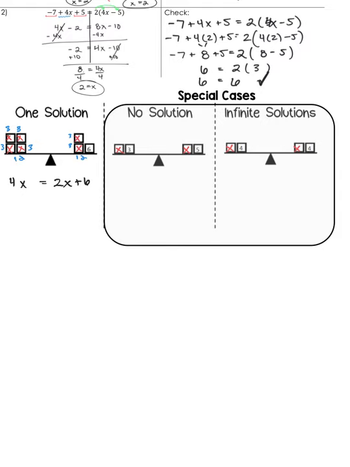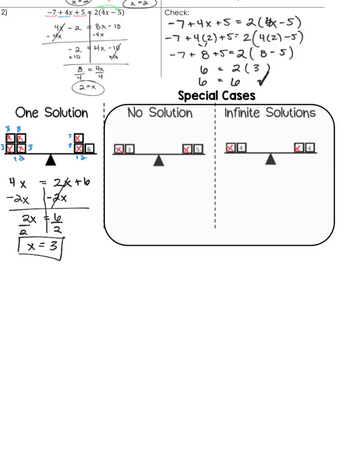If we look at the algebra, we have variables on both sides, so I'm going to cancel out one of my variable terms. 2x minus 2x is 0. I'll bring down the 6. 4x minus 2x is 2x. Divide by 2 on both sides, and x equals 3, as expected.